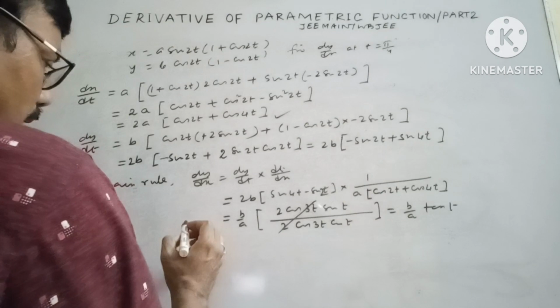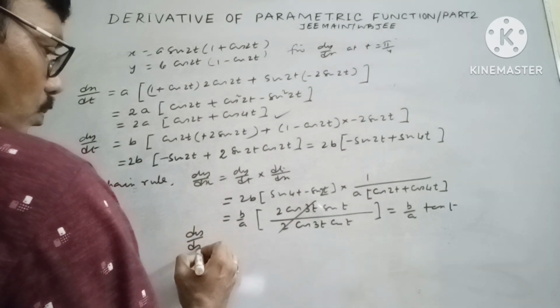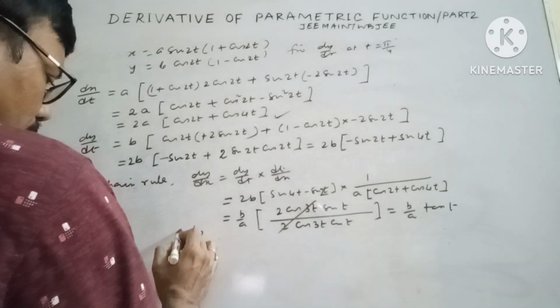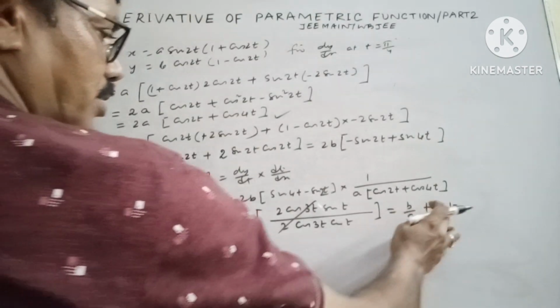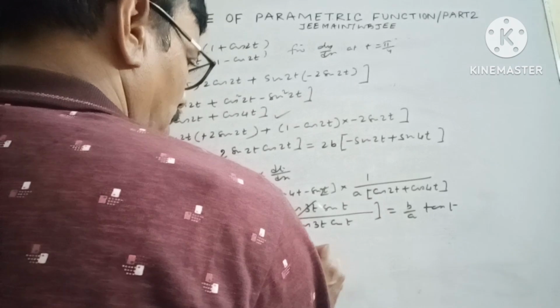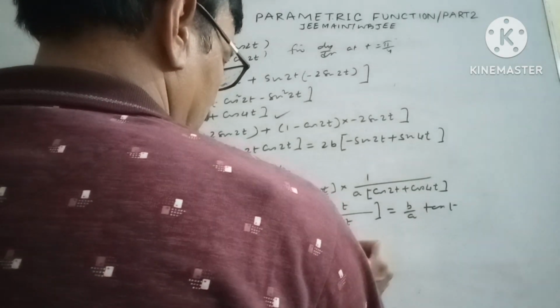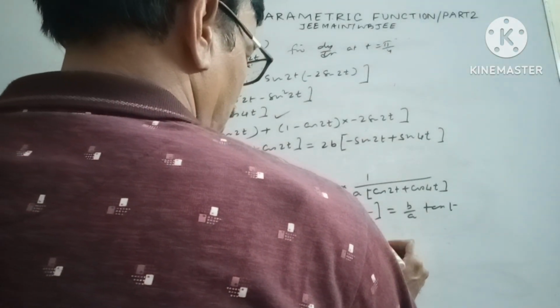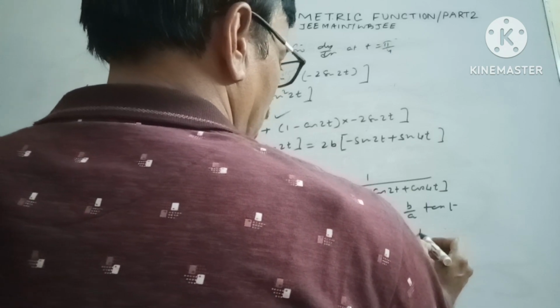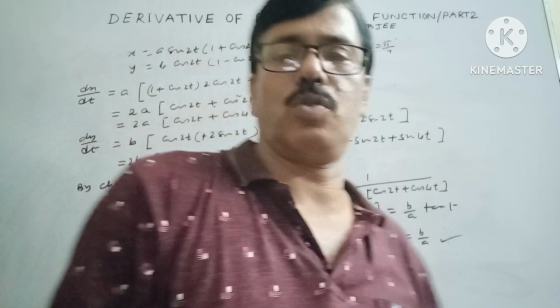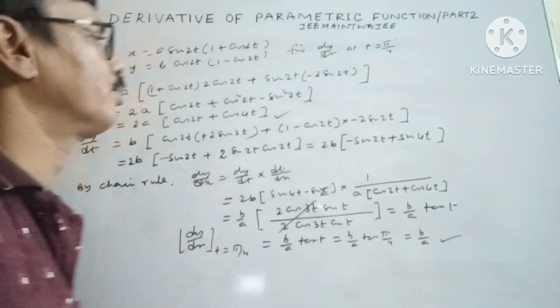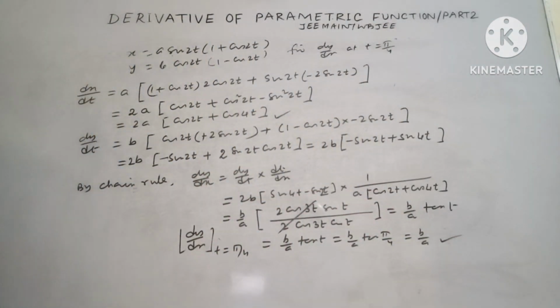Now what is dy by dx? dy by dx at t equals pi by 4. You have to replace t by pi by 4. b by a tan t, so b by a tan pi by 4. So this is the most important problem for competitions also.